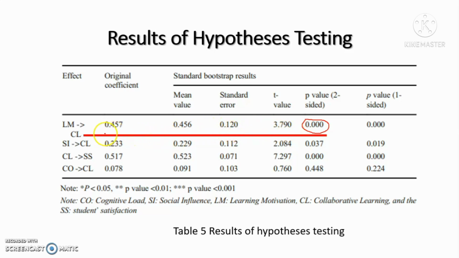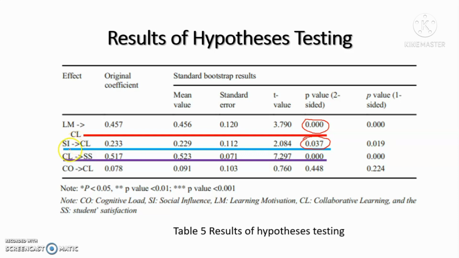The second one, the hypothesis that social influence positively influences collaborative learning. Let's see the p value. We see the p value is 0.03, is smaller than 0.05. So also this hypothesis is accepted.